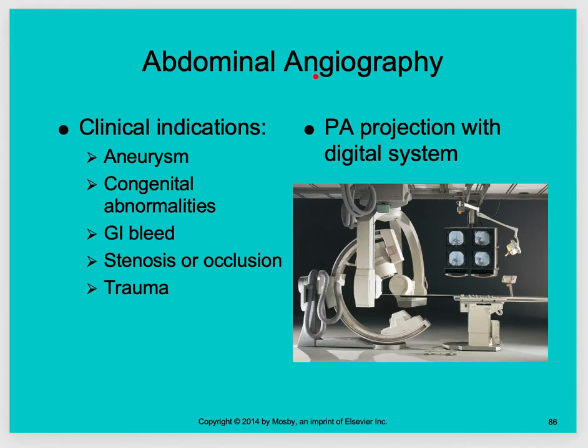Alright, so abdominal angiography, clinical indications for this is going to be an aneurysm, congenital abnormalities, a GI bleed, stenosis or occlusion, and then trauma. PA projection with a digital system. So this is set up where you can do PA or lateral, just depending on what kind of system that you have, if you're going to have a dual system, double system, or a single C-arm.